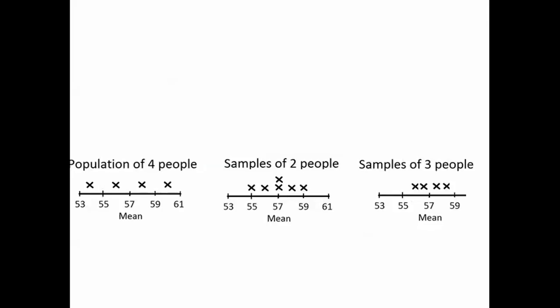So the main point behind this diagram is that larger samples are more accurate than smaller samples. If you want to estimate the mean of a population, you're better off with a larger sample than with a smaller sample. Because if you use a larger sample, your sample mean is likely to fall closer to the population mean that you're estimating.